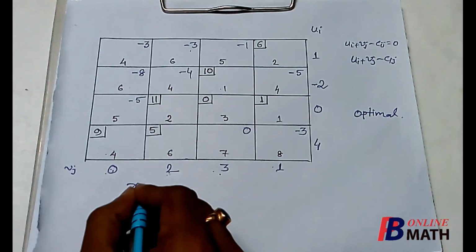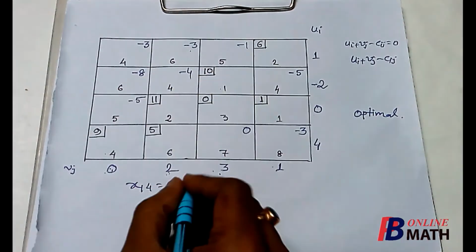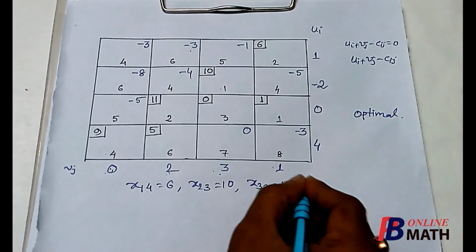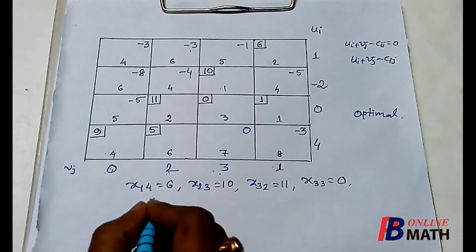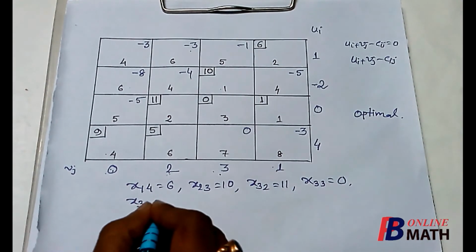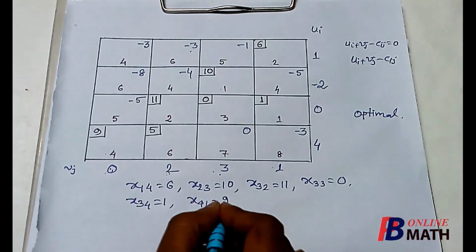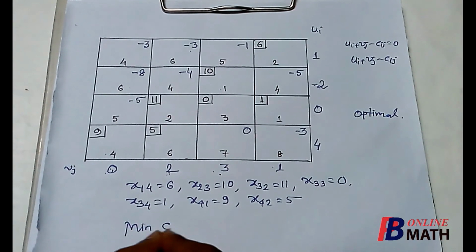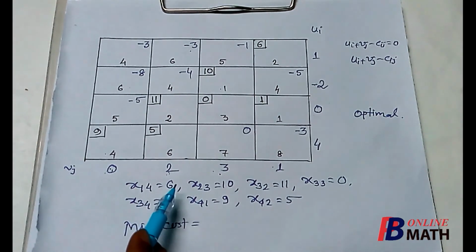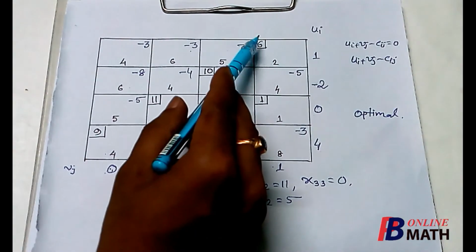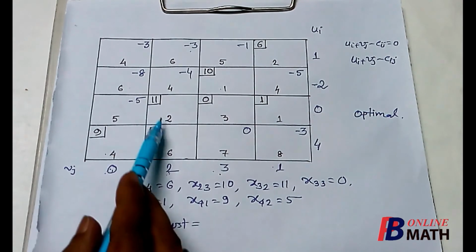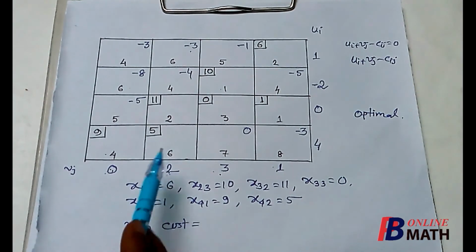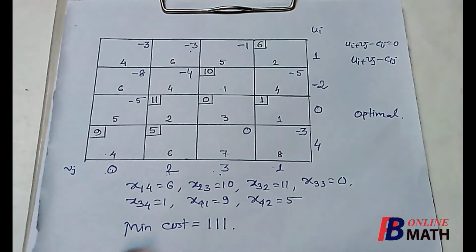The final solution is x14 equal to 6, x23 equal to 10, x32 equal to 11, x33 equal to 0, x34 equal to 1, x41 equal to 9 and x42 equal to 5. And the corresponding minimum cost can be found by multiplying these values with the corresponding cost values. Minimum cost value will be 6 into 2 plus 10 into 1 plus 11 into 2 plus 0 into 3 plus 1 into 1 plus 9 into 4 plus 5 into 6, that is equal to 111.